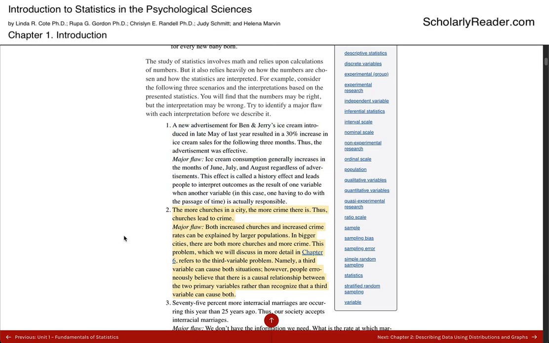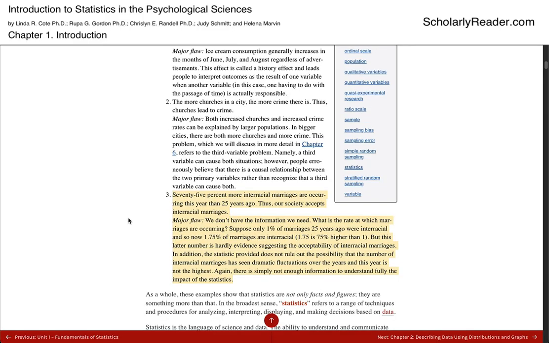Example 2. The more churches in a city, the more crimes there are. Thus, churches lead to crime. Here's the flaw. Both increased churches and increased crime rates can be explained by larger populations. In bigger cities, there are both more churches and more crime. This problem, which we will discuss in more detail in Chapter 6, refers to a third variable problem. Namely, a third variable can cause both situations. However, people erroneously believe that there's a causal relationship between the 2 primary variables rather than recognize that a third variable can cause both.